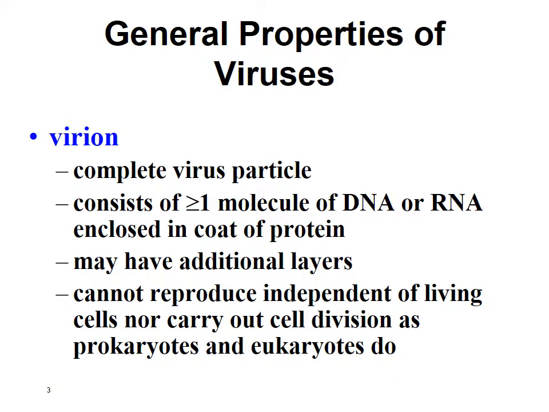Now we're going to take a look at the general properties of viruses. So a complete virus particle is referred to as a virion, and a virion consists of one or more molecules of DNA or RNA enclosed in a coat of protein, although some viruses have additional layers, which we'll talk about in just a moment. Now, viruses can exist in two phases, the extracellular and the intracellular phase.